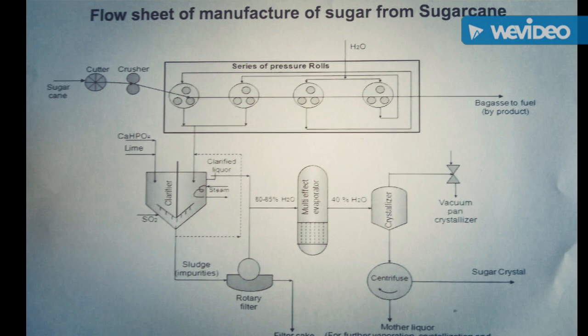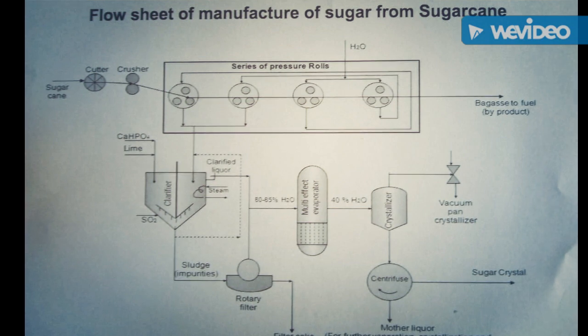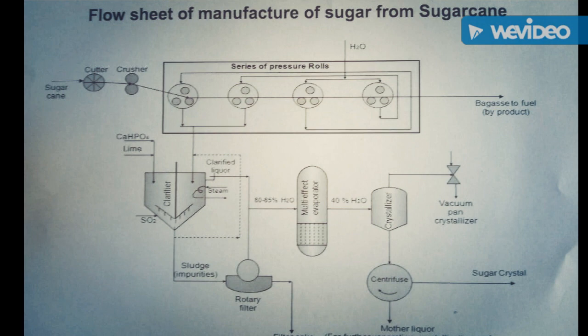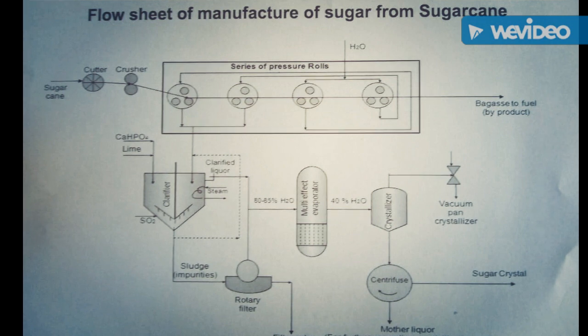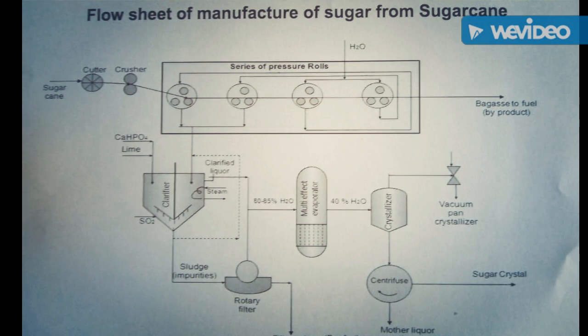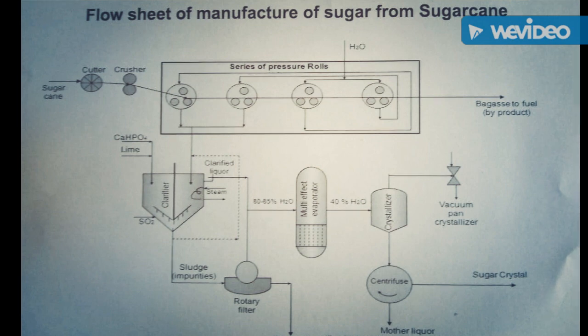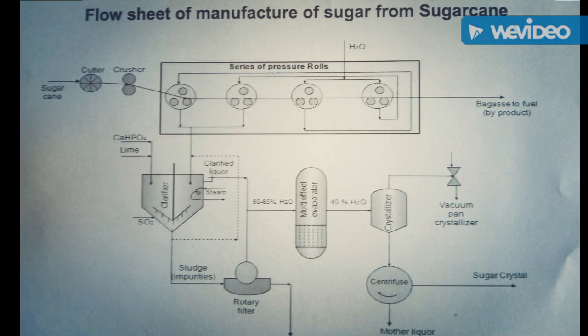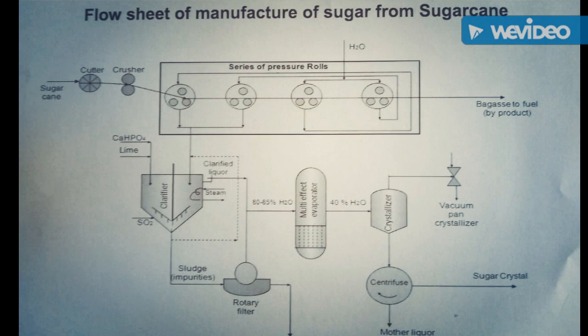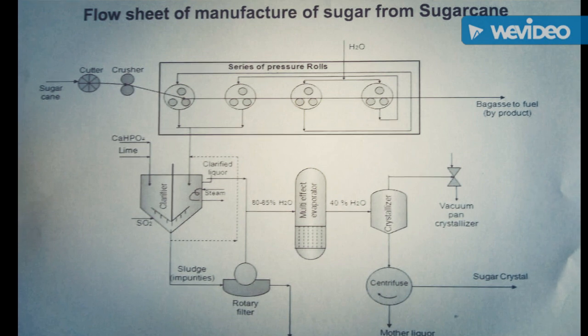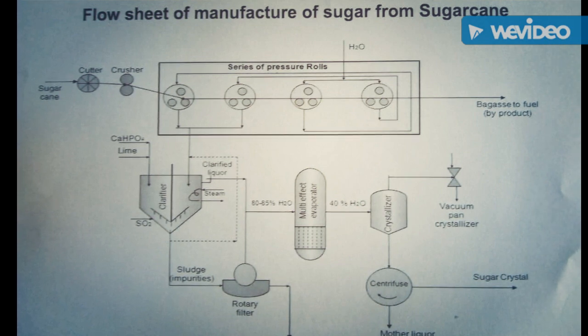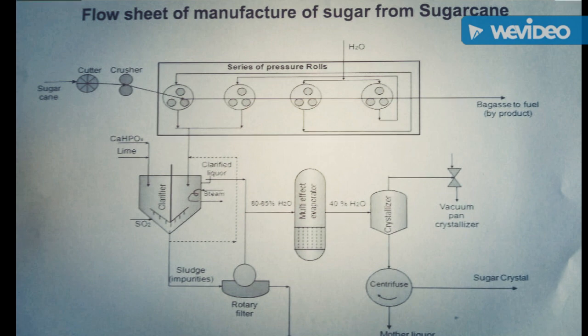Now from this flow sheet you can see here canes are sent to the sugar factories within 24 hours for extraction of juice. If there is any delay in reaching the factory, it causes the loss of sugar yield. Now in the factory, cane is washed to remove mud. It is chopped into pieces in cutting machine.